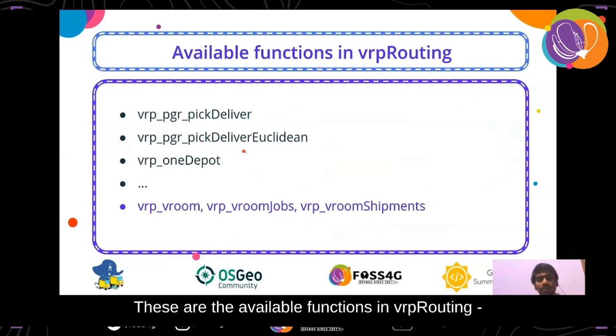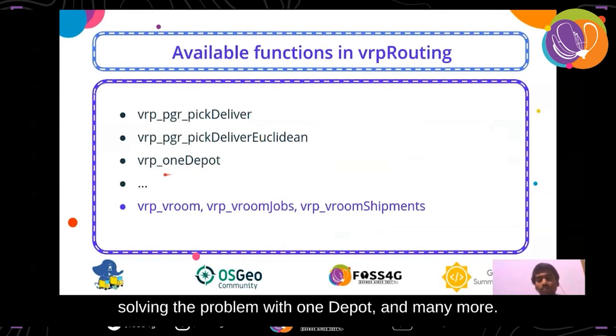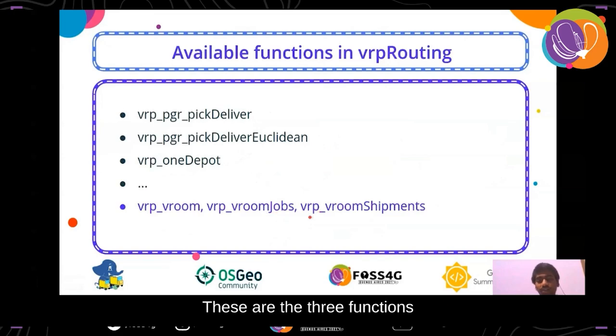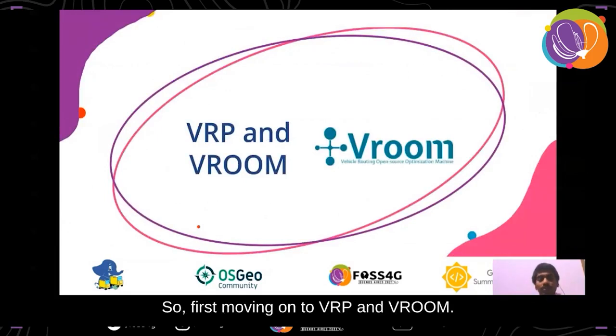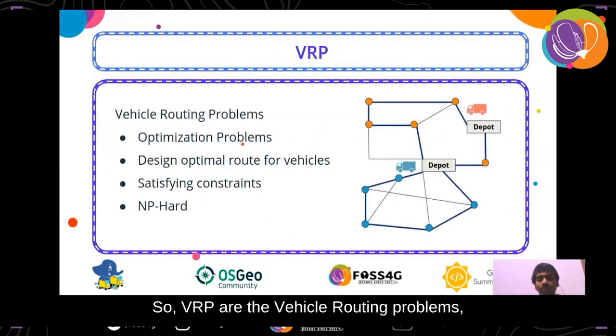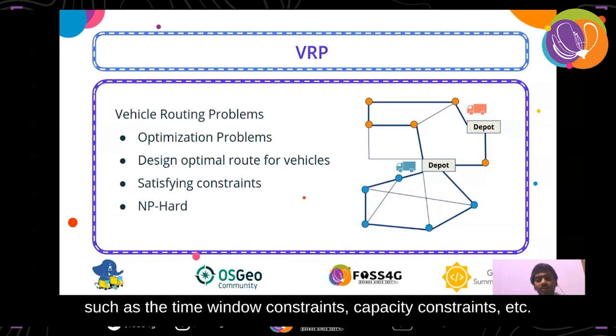These are the available functions in VRP routing: solving the pickup and delivery problems, solving the problem with one depot, and many more. And these are the three functions that I added during the Google Summer of Code program. So first, moving on to VRP and Vroom. VRPs are the vehicle routing problems. They are NP-hard problems, meaning that the required solution time increases exponentially with size. These are optimization problems. Given some vehicles, some depots, and jobs, the task of VRP is to find an optimal route for the vehicles, satisfying any constraints that we give to it, such as time window constraints, capacity constraints, etc.